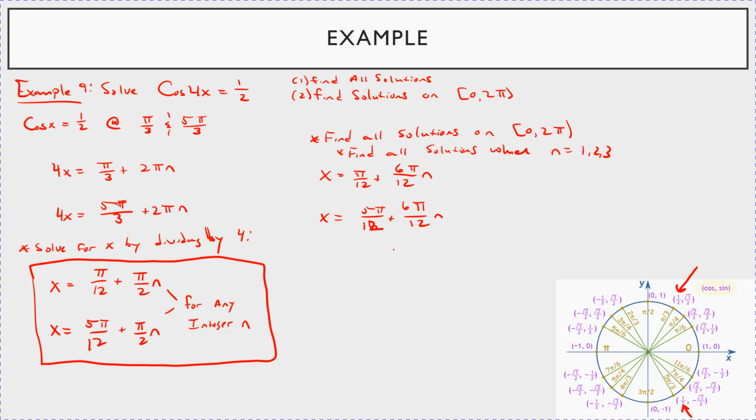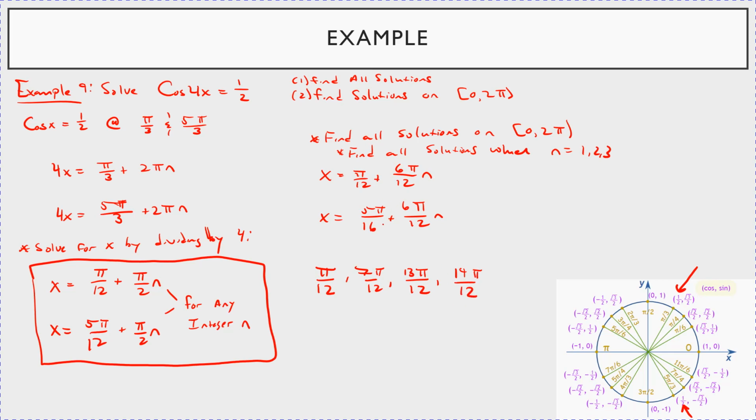Okay, so that way you have a common denominator and you can just very, very easily figure out what these solutions are. Okay, so I have pi over 12. And then, look, when n is equal to 1, I have 6 pi. Pi plus 6 pi gets me 7 pi over 12. When n is equal to 2, I have 12 pi over 12 plus pi. That gets me 13 pi over 12. And then when n is equal to 3, that gets me 18 pi over 12 plus pi over 12 gets me 19 pi over 12.